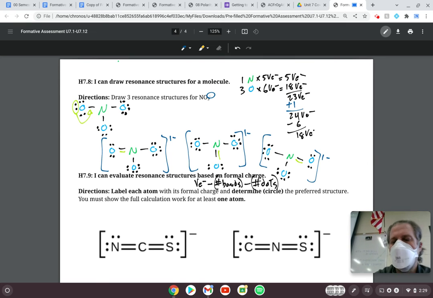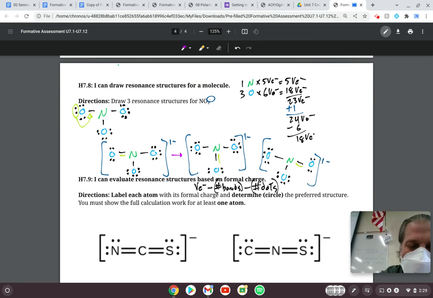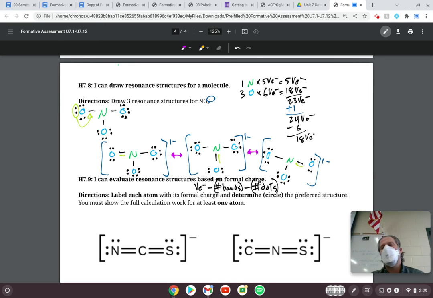And note that because this is a polyatomic ion, I had to put each of them into brackets. And the last thing that's really important here, and it feels nitpicky when I say it out loud, is that you have to put these double-headed arrows here. If you don't, I take some points off, not a ton, because that's how we indicate that these 3 structures are resonance structures.